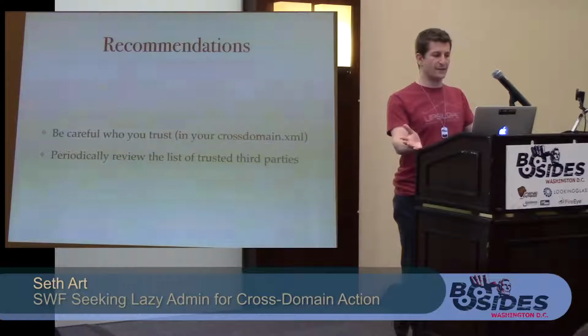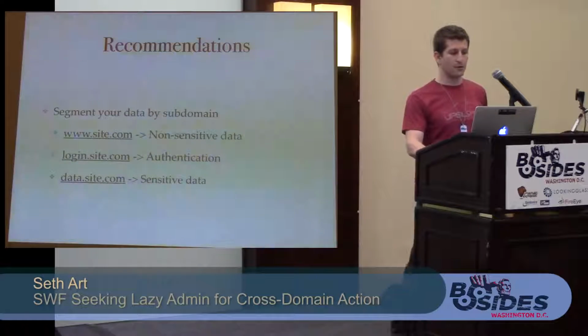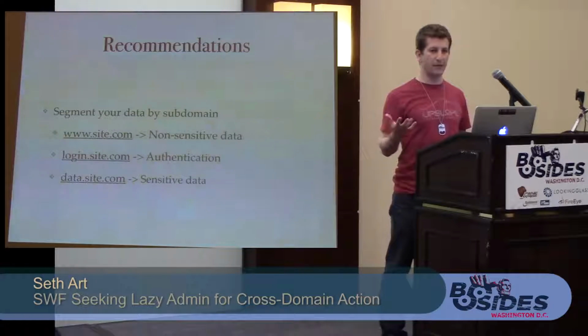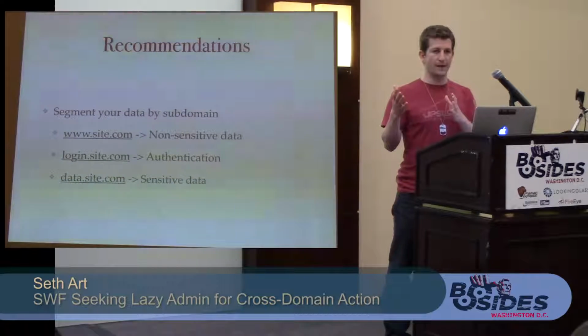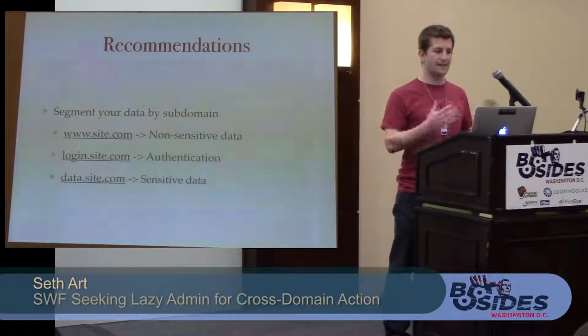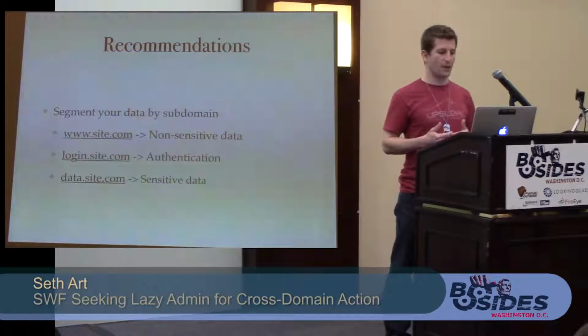So this first one isn't a defense in depth strategy. This just hits the nail on the head. I mean, be careful who you trust in your crossdomain.xml file. Periodically review the list of trusted third parties. Segment your data by subdomain. So this is one that I saw where I have a really big, high-profile target. I can do quite a bit in one subdomain, but then the thing that I really want to CSRF is behind a different subdomain that doesn't have a crossdomain.xml file, and so that's it. I mean, I can't do anything. That segmentation protected that site from exploitation.